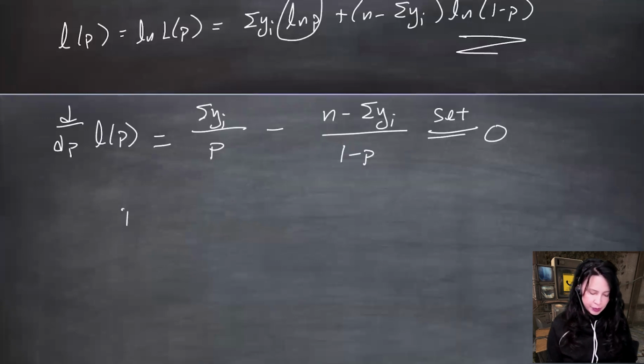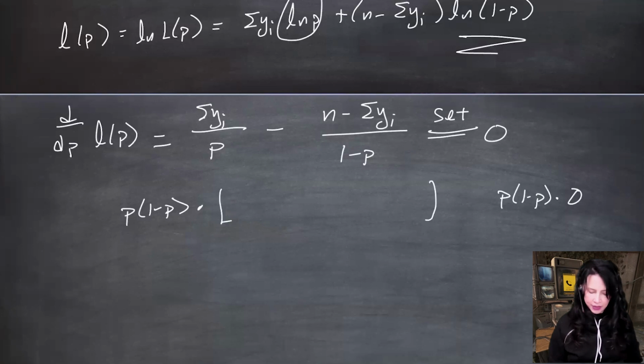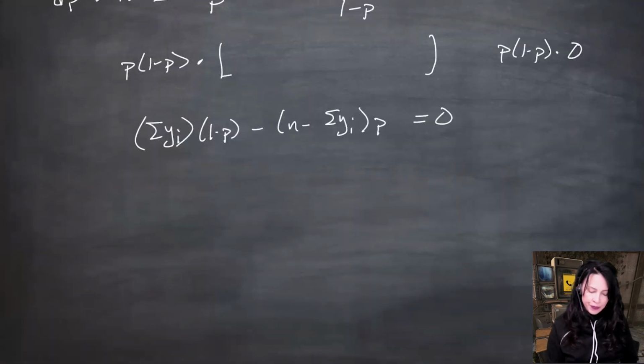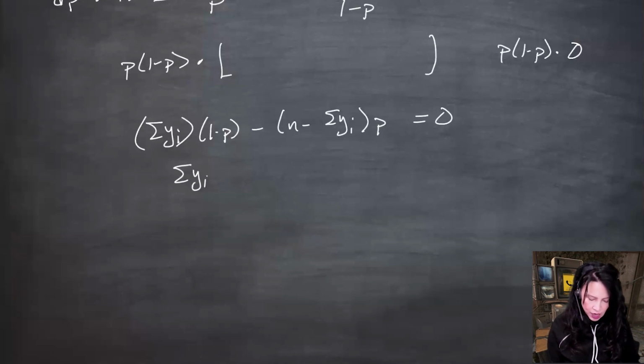Now you solve for P any way you want. I usually multiply both sides by the common denominator, and then I get some cancellation. So on the left side, I've got the sum of the y's times 1 minus P minus N minus the sum of the y's times P. And on the right side, we still have 0. If you run things through, you're going to get a lot of cancellation. You're going to be left with the sum of the y's minus NP equals 0.